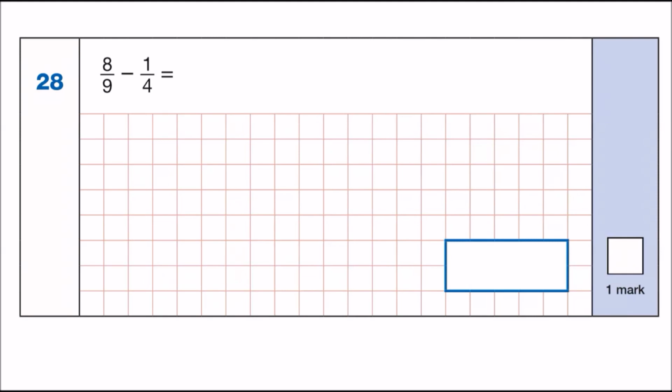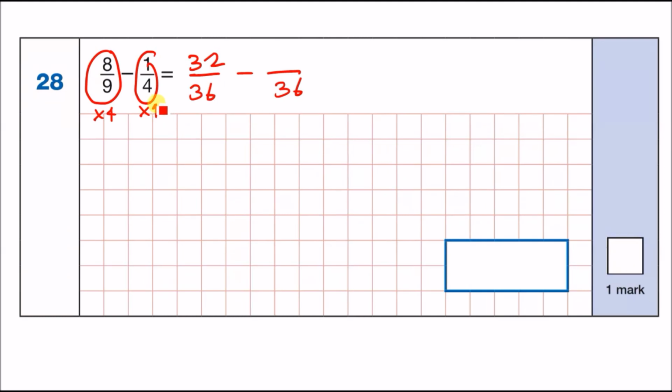All right, number 28. So here we got 8/9 minus 1/4. Just like adding fractions, we need to make sure these have common denominators. So once again, we could multiply this by 4 because this one's over 4, and we can multiply the second fraction by 9 because the first fraction is over 9. Doing so means both fractions should be over 36, because 9 times 4 and 4 times 9 is 36. Now, dealing with the other two numbers, 4 times 8 should give us 32.